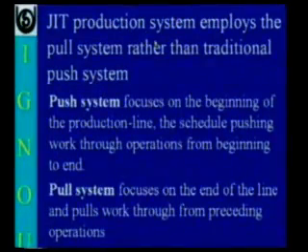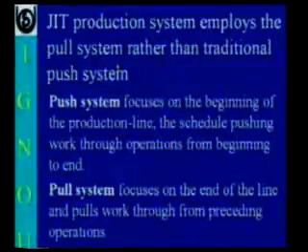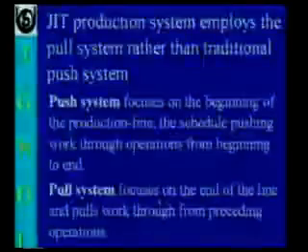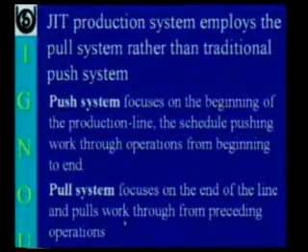Now the JIT production system employs the pull system. There are two types of production system: one is called the pull system and the other is called the push system. In the JIT production system, the pull system is adopted instead of the push system. Now what is the push system? Push system focuses on the beginning of the production line, with the schedule pushing work through operations from beginning to end, while the pull system focuses on the end of the line and pulls the work through from the preceding operation.